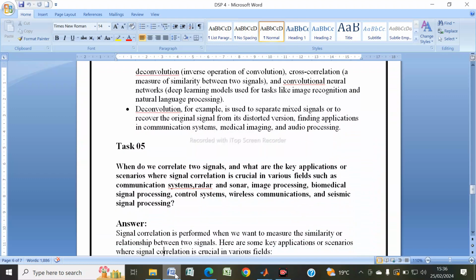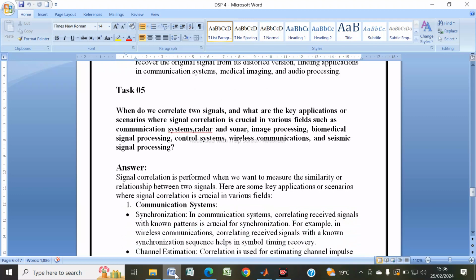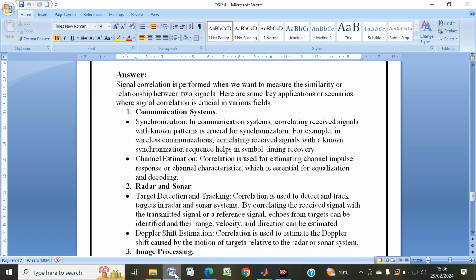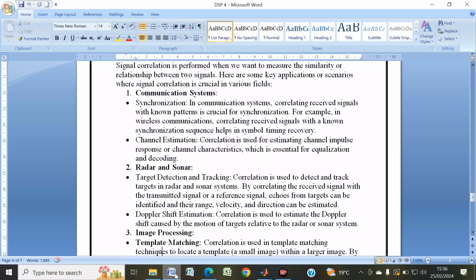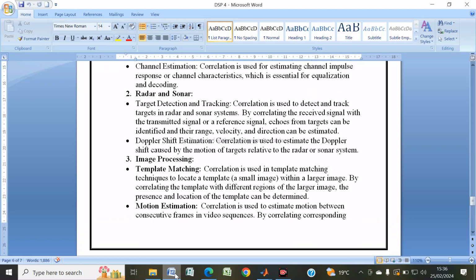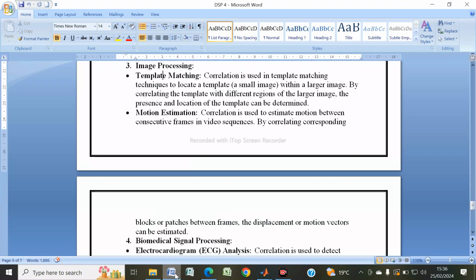Now the last task in the sense of theory is that we have to correlate two signals. What are the key applications? Signal correlation is crucial in various fields such as communication systems, radar, and sonar. In communication systems, it is used for synchronization and channel estimation. In radar and sonar, it is used for target detection and tracking, and Doppler shift estimation. In image processing, it is used for template matching and motion estimation.